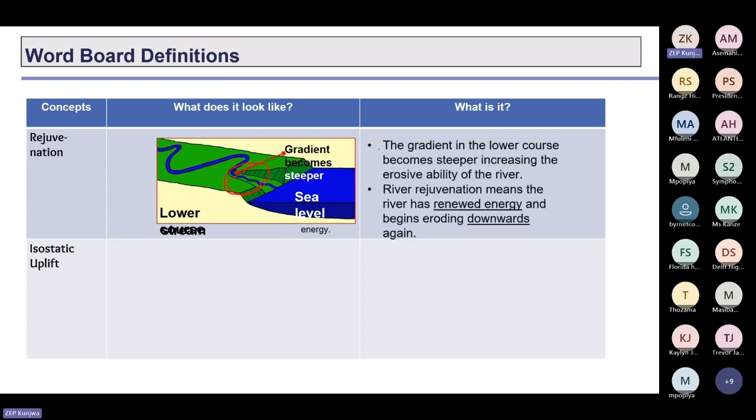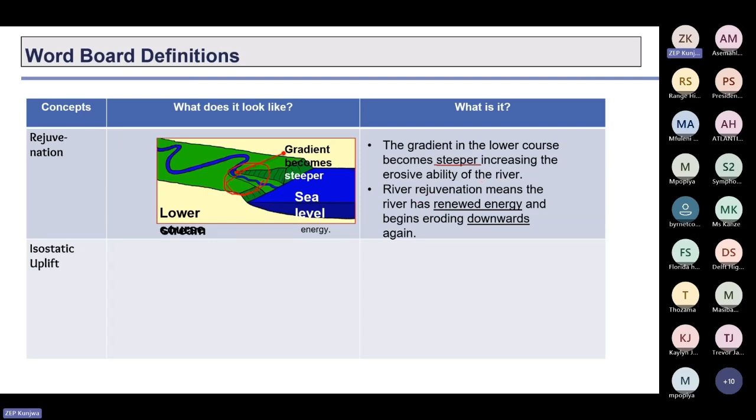Now, the gradient of the slope in the lower course will become steeper and increase erosion, the erosive ability, because remember, it becomes steep because the landform has changed. Do you understand, learners? We know that in the lower course the gradient is almost flat, or to some extent gradual. But in this particular case, something happens, which we're going to explain later, which changes the slope. As you can see here, the slope has changed. That is why we say the slope becomes steeper. As the slope becomes steeper, the water is going to flow faster because of the gravitational force.